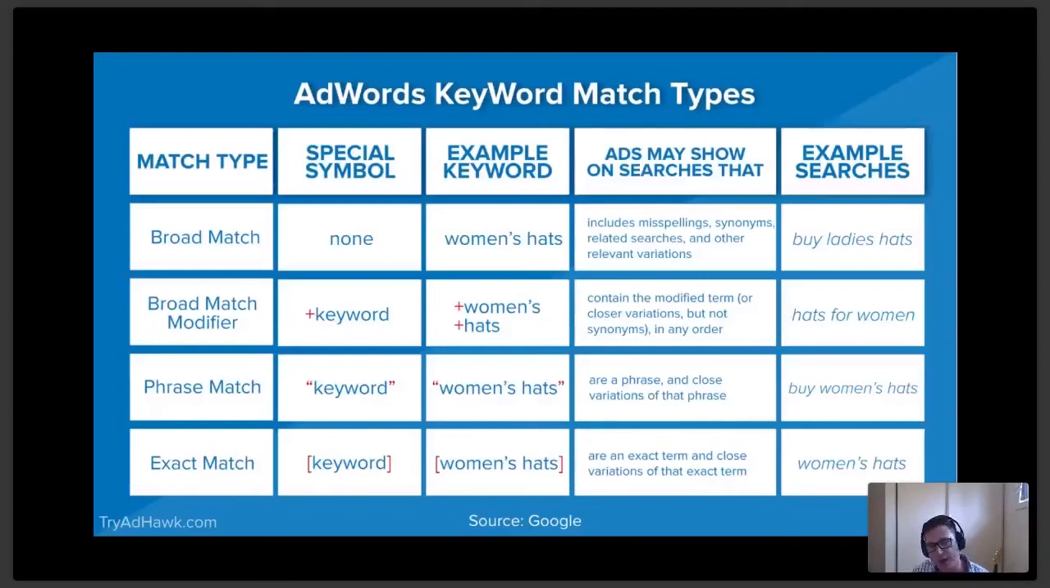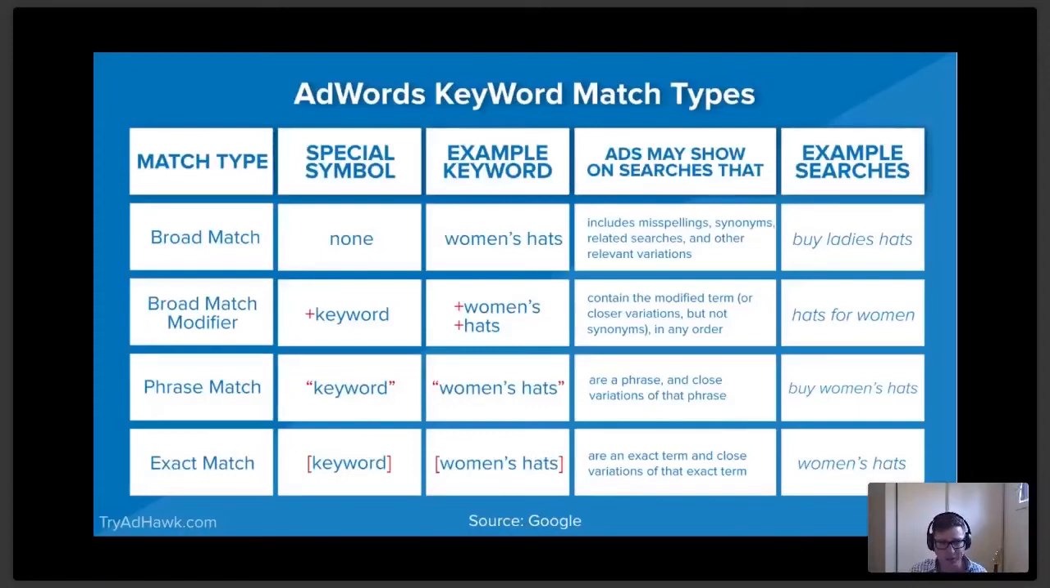Broad match modified, which is my hot pick. You put a plus symbol in front of each of the words. Another pro tip here for those people who are a little bit more savvy: if you're having trouble driving traffic from a keyword and it's all broad match modified, try removing a couple of these pluses so that some words are broad and some words are broad match modified. There's a little pro tip for everyone else who's just learning from the start. What we've got here is things that are similar to the keyword. They contain modified terms or close variants, but no synonyms. And they can be in any order. So hats for women. It becomes a bit more specific.